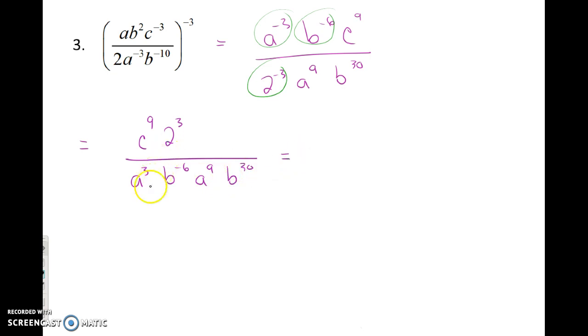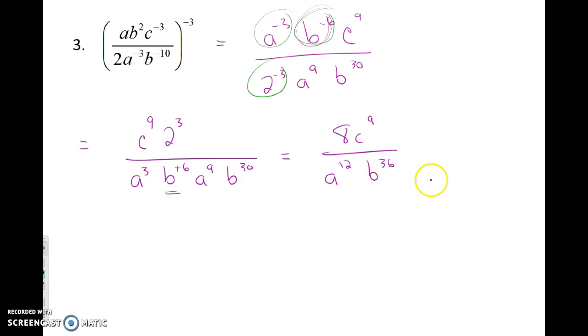Now let's clean it up. 2 to the 3rd power is 8. C to the 9th, that's the only C there is. Then I got A to the 12th. B, I'm sorry, I moved the B down. I moved the B to the -6 down, but for some reason I didn't make the exponent positive. When this B to the -6 goes down, it should be a +6. So that's +6 plus 30, that's 36.